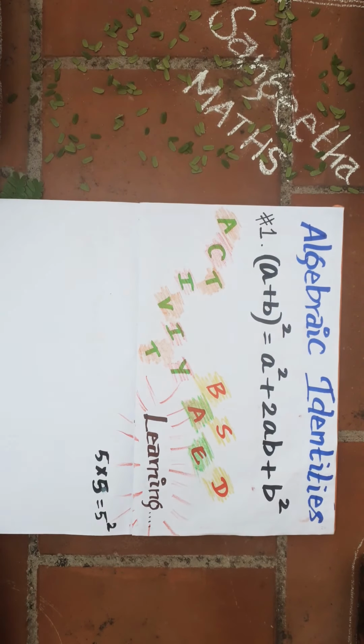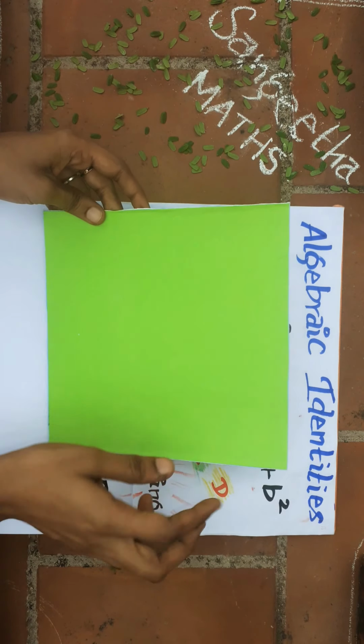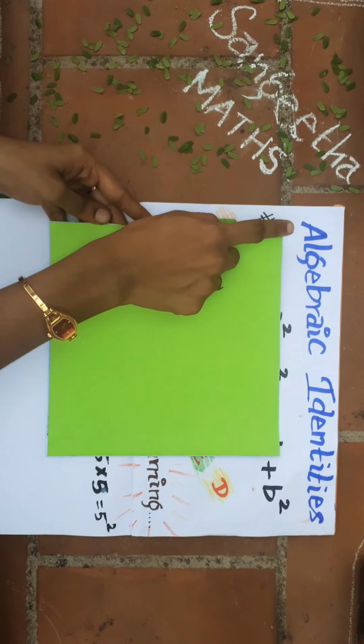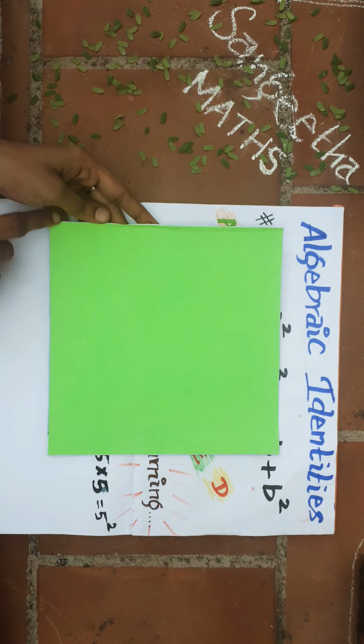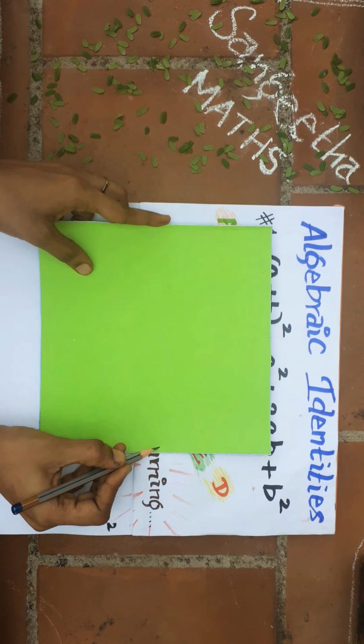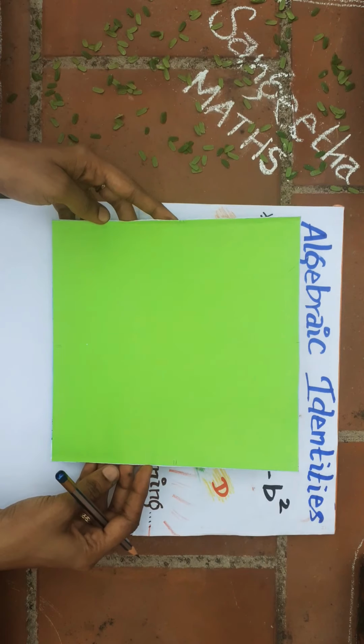I just made a sample over here using a color sheet. So it's a square, and we all know squares. What is the property of a square? We have a lot, but the most important thing is all four sides are equal.